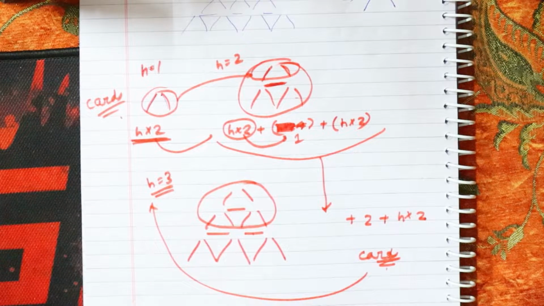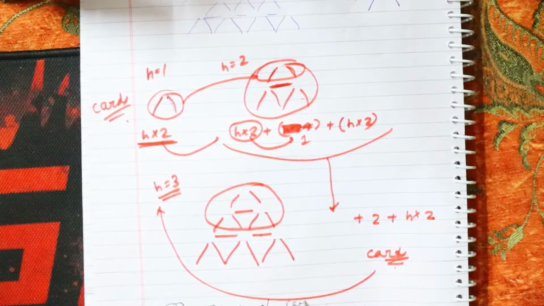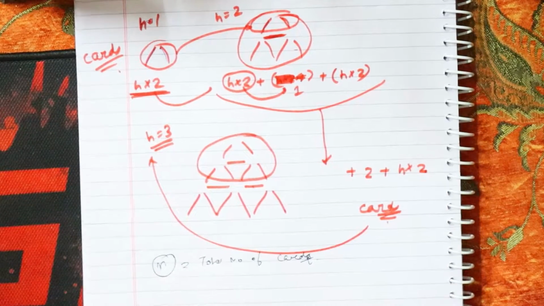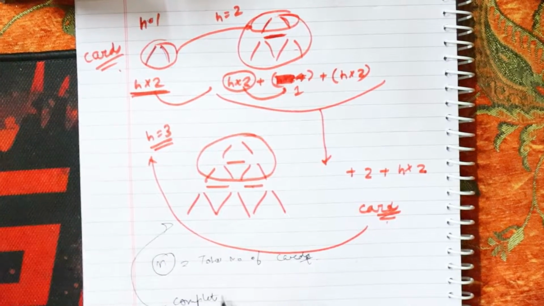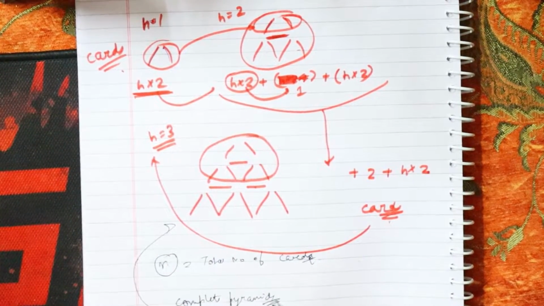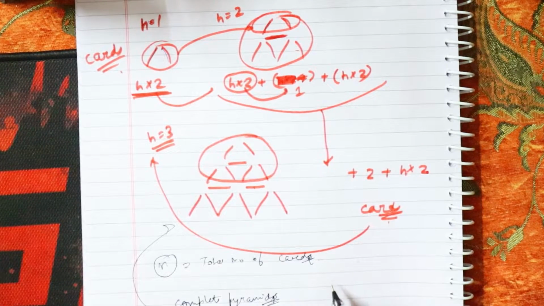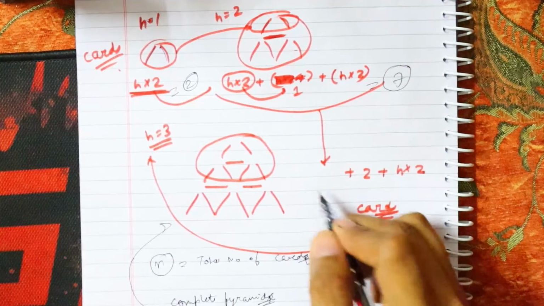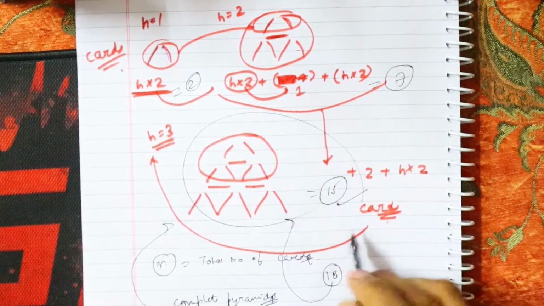Now what the problem states is that we are given n, the total number of cards available to us, and we have to make as many complete pyramids as we can. Suppose the cards required are 2 here, 7 here, 15 here. So if I had 18 cards, first of all I will make this pyramid. After that I will remain with 3 cards.